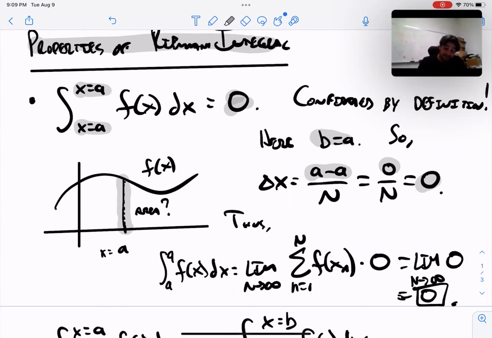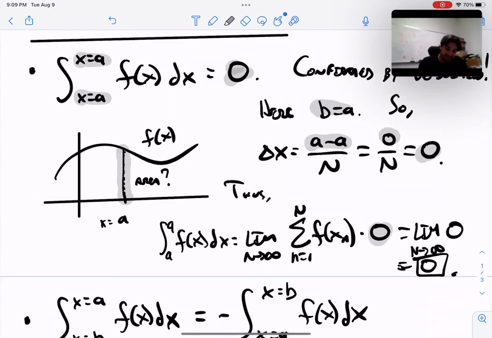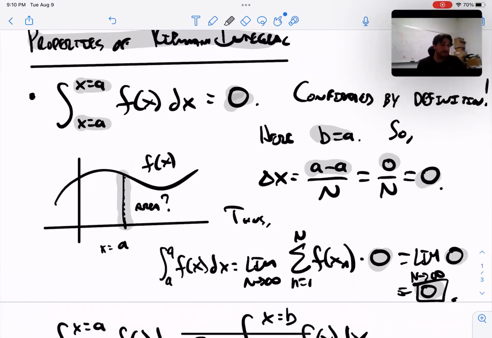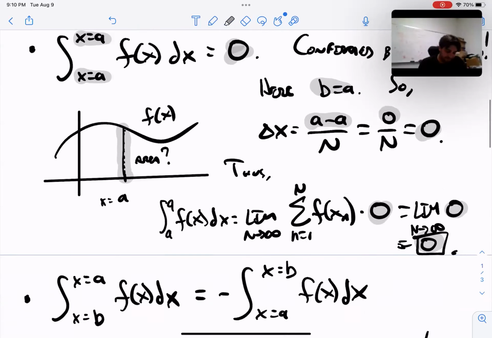So if you take that delta x and plug it into our definition of an integral here, you get that the integral equals the limit of the sum of the function times 0. Delta x is just 0. Therefore, we have a limit of a sum of a bunch of zeros, which is 0. The limit of 0 is 0. Right? So there's a graphical interpretation of this property, but also an interpretation coming directly from that Riemann sum definition.